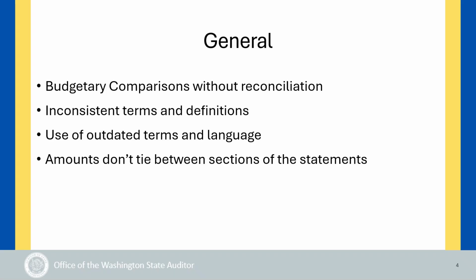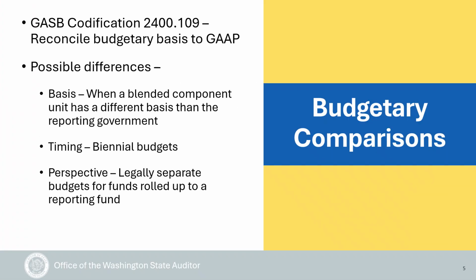Most of the general errors we have seen this year have to do with budgetary comparisons, inconsistent terms and definitions, use of outdated terms and language, and amounts not tying between sections of the statements. As a reminder, under GASB Codification 2400.109, governments that do not prepare or report their budgets under GAAP basis will need to reconcile the budgets to GAAP. As a reminder, the budgetary comparisons are for the general fund and any special revenue funds.